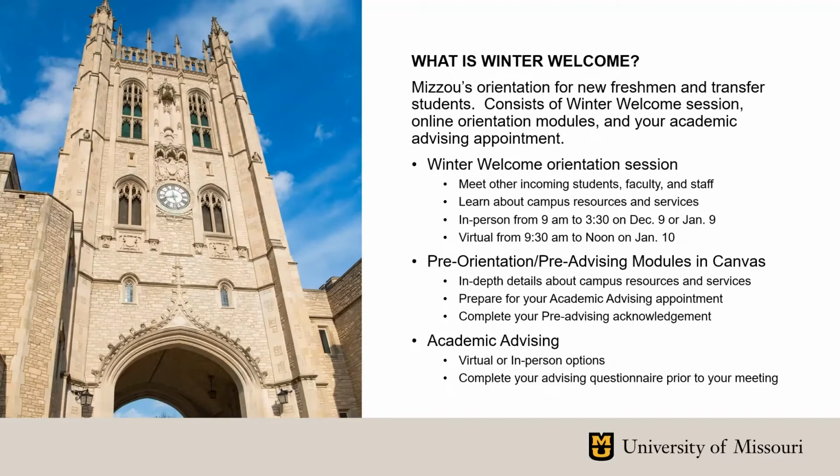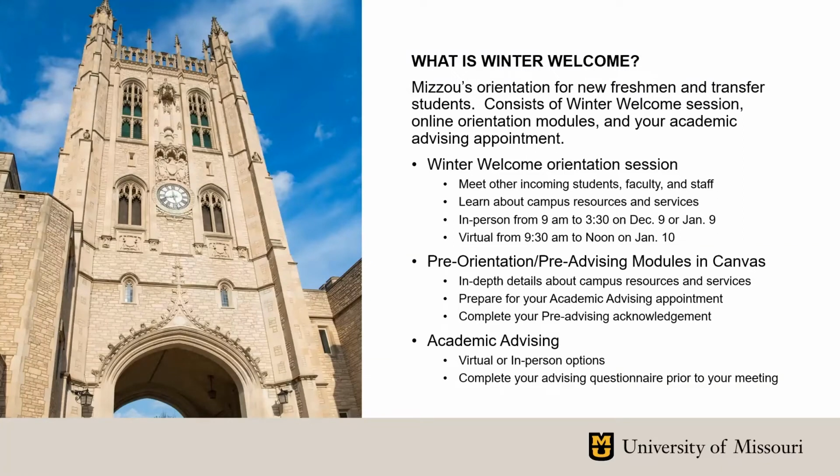But real briefly, we've got a lot of information about some of those campus resources and services that are in the Canvas site for you to review. And perhaps most importantly, there's going to be some information in there that you're going to need to review prior to your academic advising appointment. Each college or school has information in there about how your advising appointment will work, what your role is, what your advisor's role is, as well as some information about tools that they want you to review prior to your meeting.